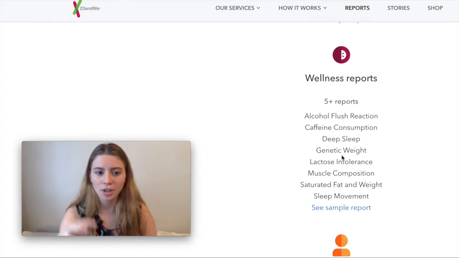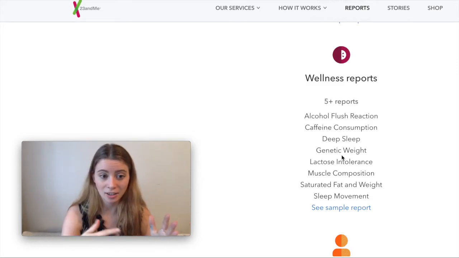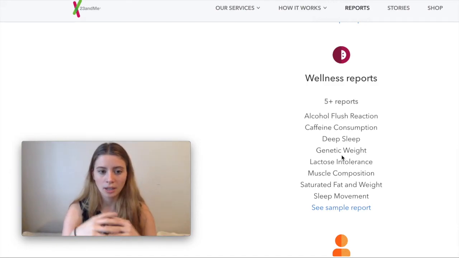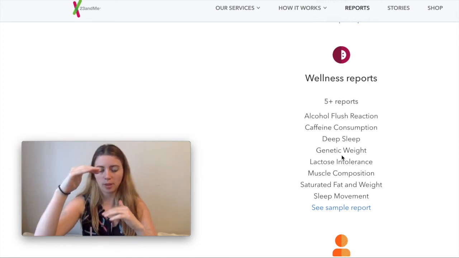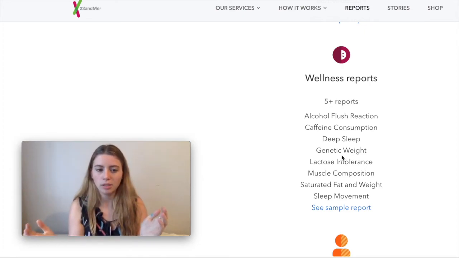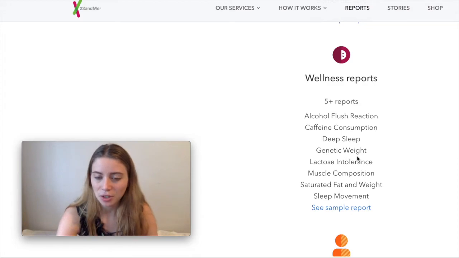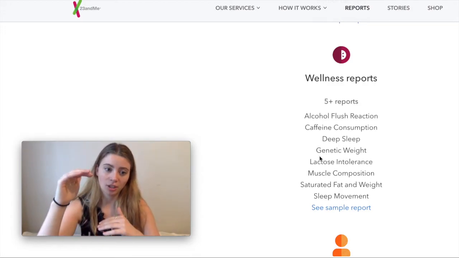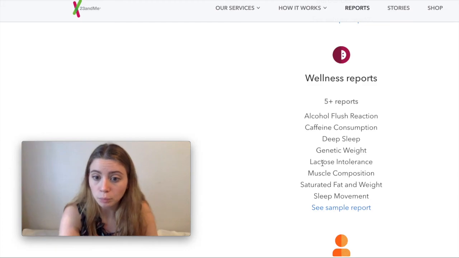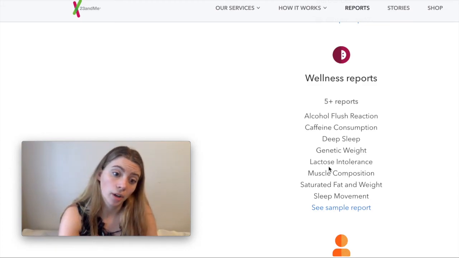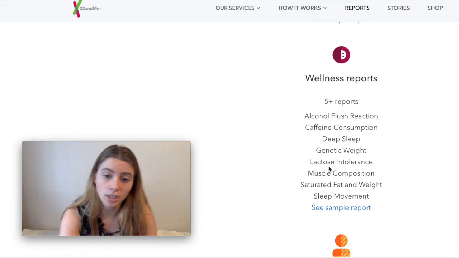Genetic weight. So there are thought to be some things in your genes, in your DNA, that can tell you what range your weight would be within. So of course, a lot of things that might kind of predict in your genes are also involved in what you do after you're born. So things like exercise and diet. So they would probably be able to give you a range that's most likely your weight. Lactose intolerance, so whether or not you can tolerate lactose in milk and cheese.